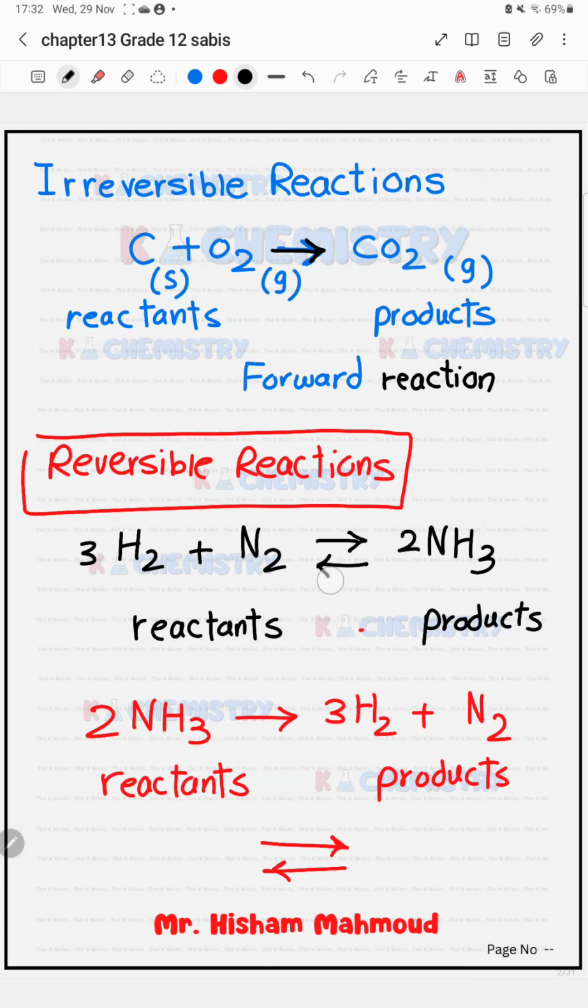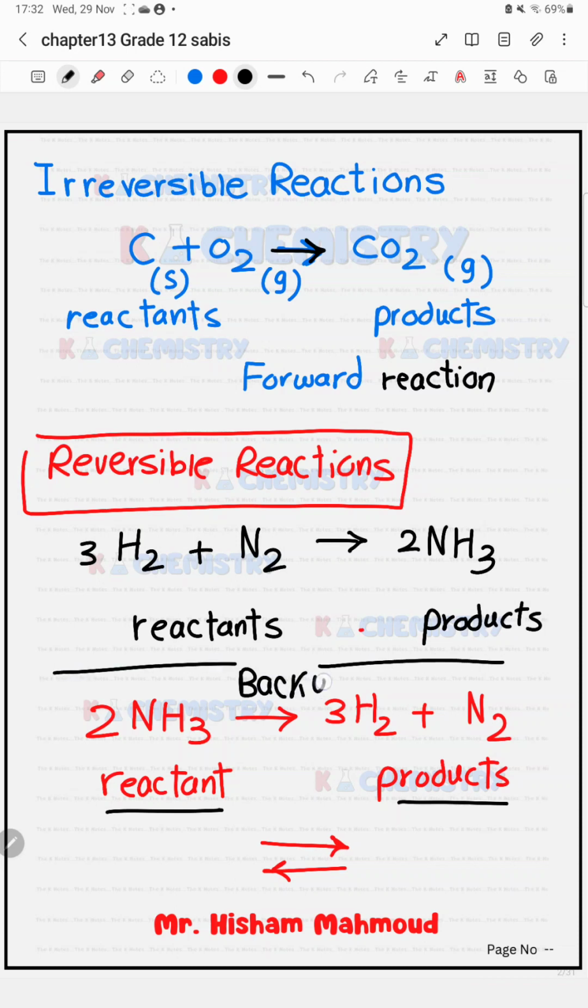If I wrote the reaction in this way, I'm speaking about ammonia becoming my reactant now, and the hydrogen and nitrogen became my products. So the reaction is reversed. This is what we call the backward reaction. This down here is my backward reaction.